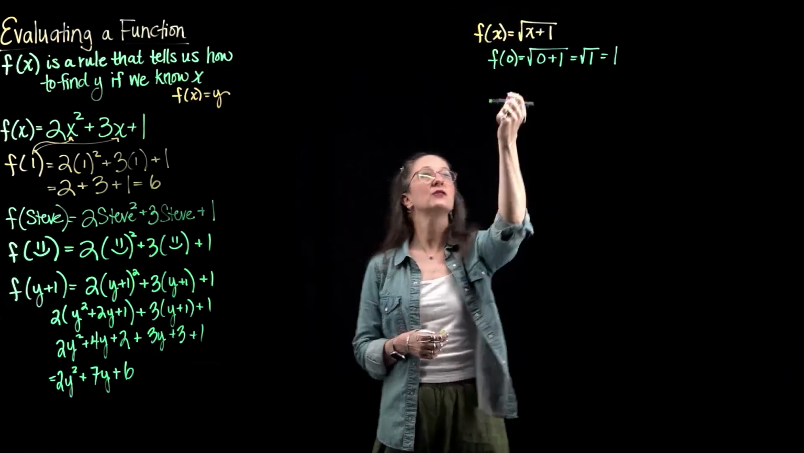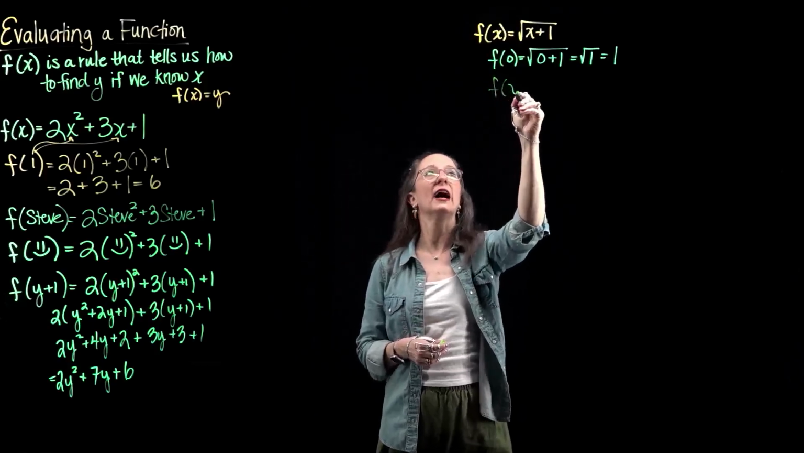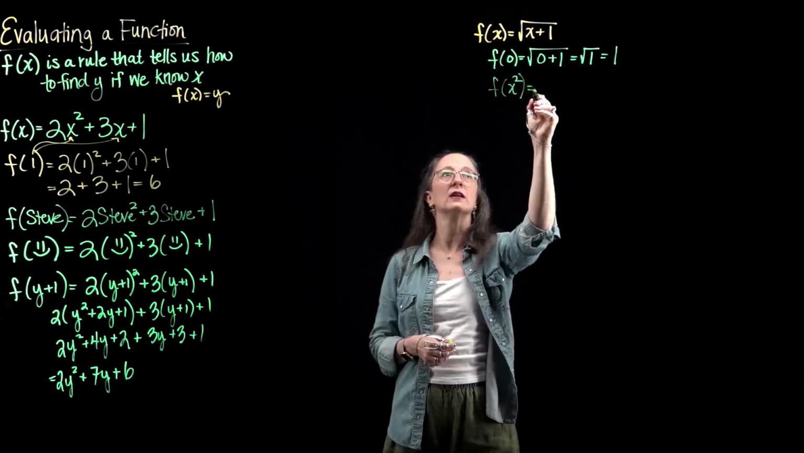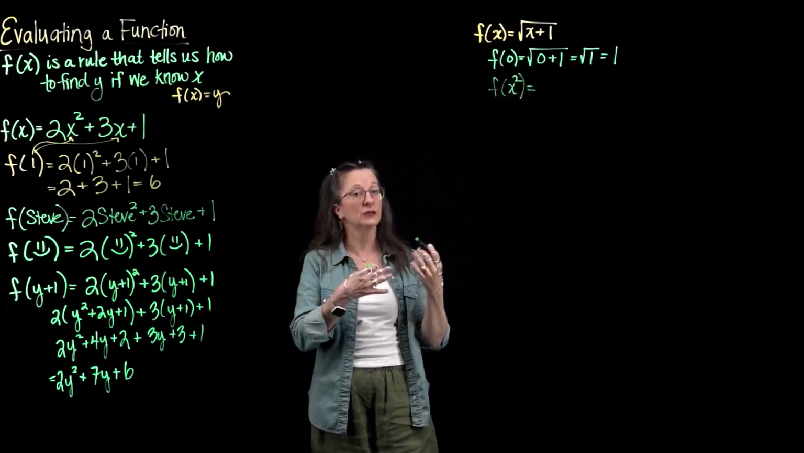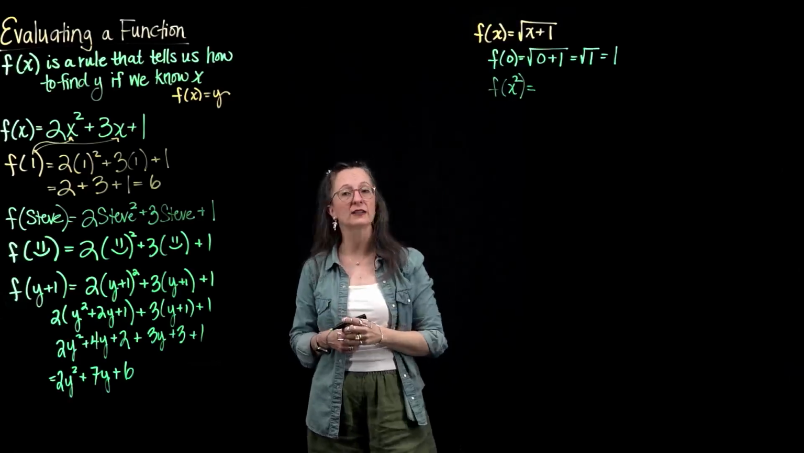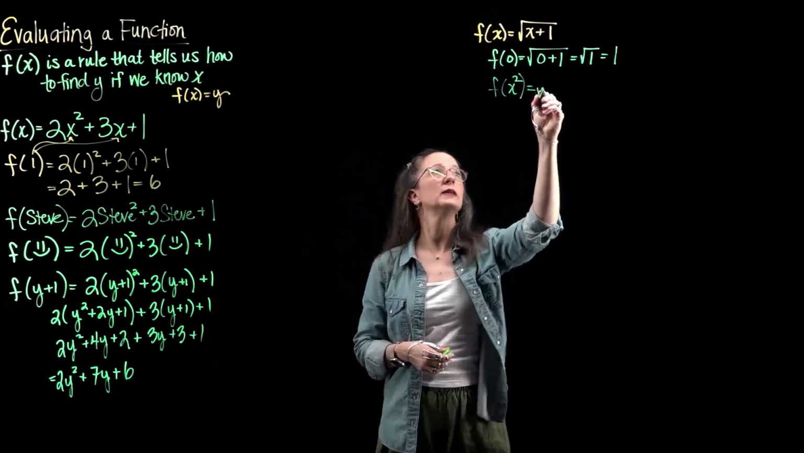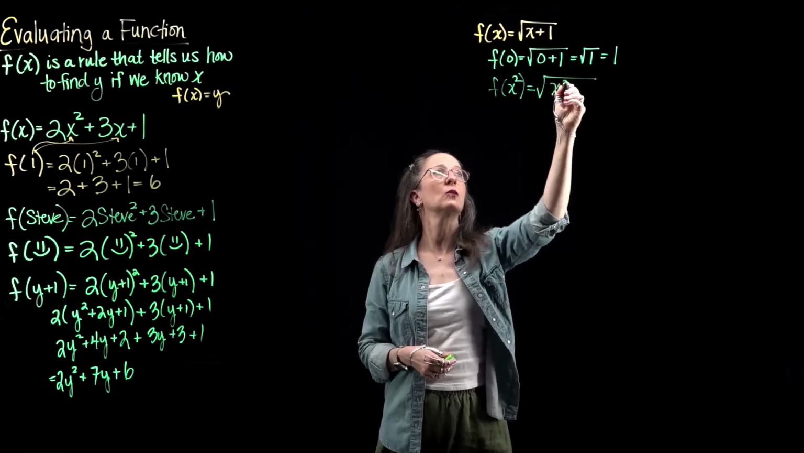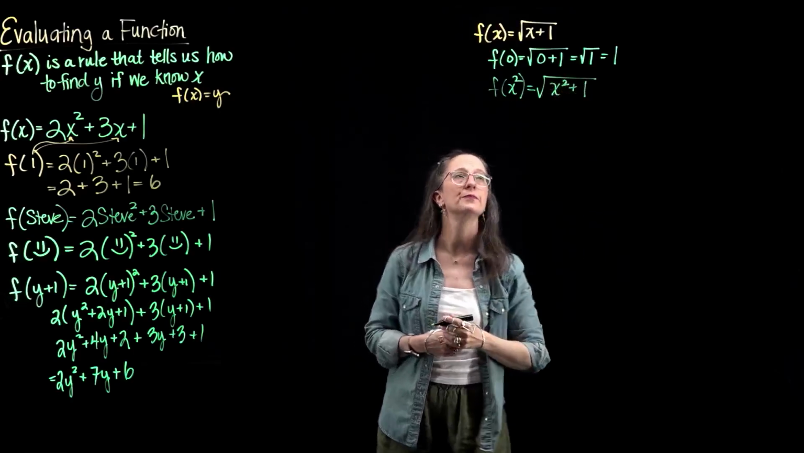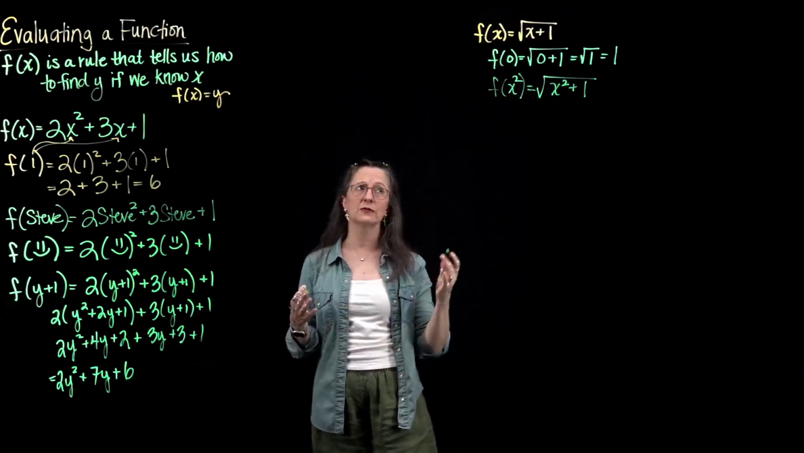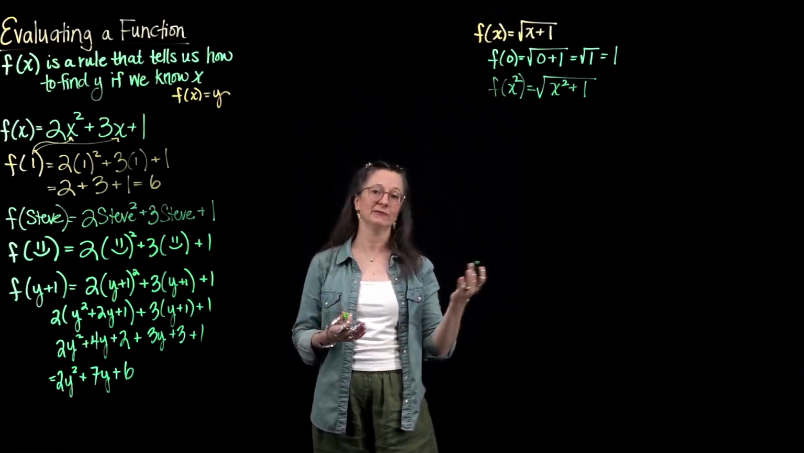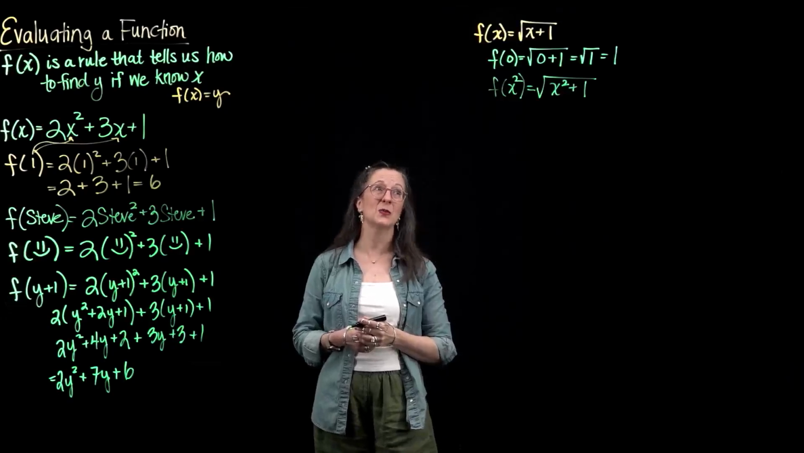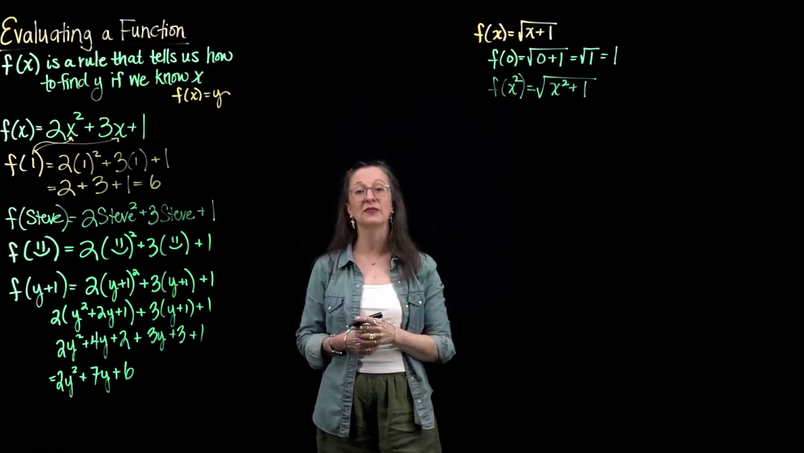What if I were to ask you for f of x squared? Well, we would put x squared in place of x in our rule. So that would be the square root of x squared plus 1. We'd want to ask ourselves, can we evaluate that? There's nothing we can do to take that square root, so that's our simplified answer.